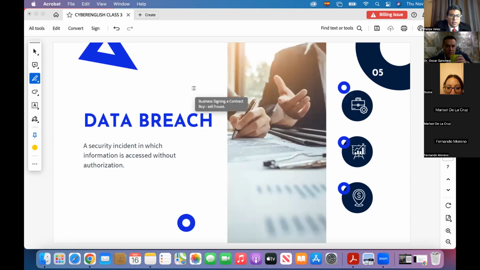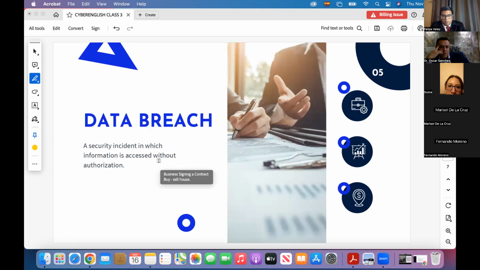Data breach. Well, we say data. Data is not that bad because some people pronounce data, but the best pronunciation is data. Data breach. Data breach. A security incident in which information is accessed without authorization. Very good. So where does this breach word come from?